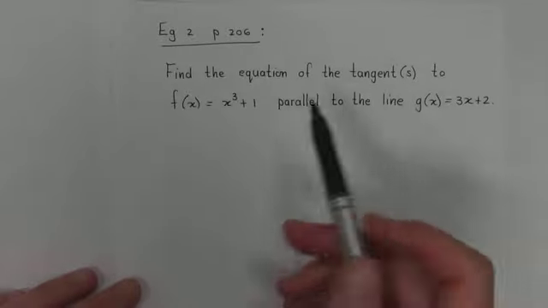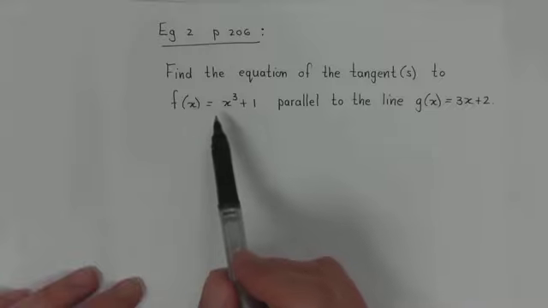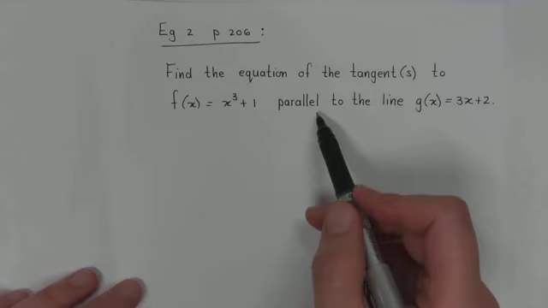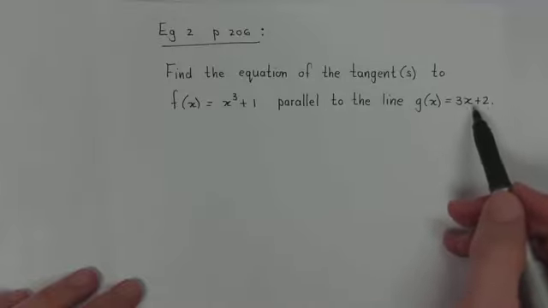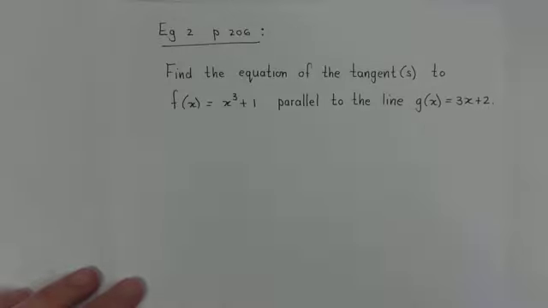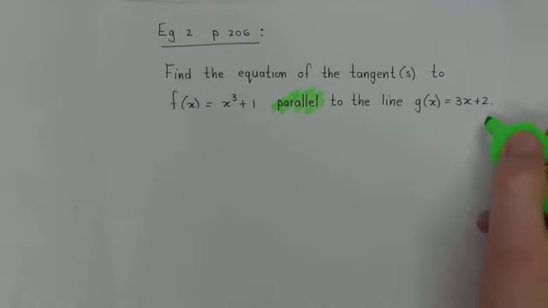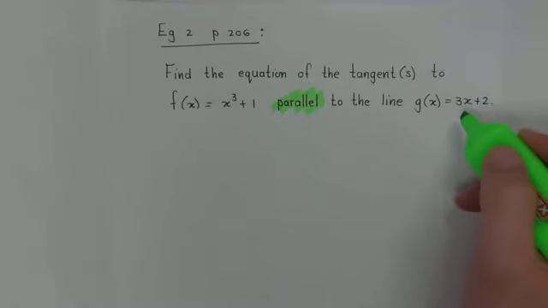Okay, so in this one it says, find the equation of the tangent to f, where f(x) is defined as x cubed plus 1. But now, instead of saying where the tangent makes contact, in other words, the point of contact, it says parallel to the line g(x) is equal to 3x plus 2. So because we have the following word, specifically parallel, very important, to that line g(x) is equal to 3x plus 2, we know that parallel lines have the same gradient.